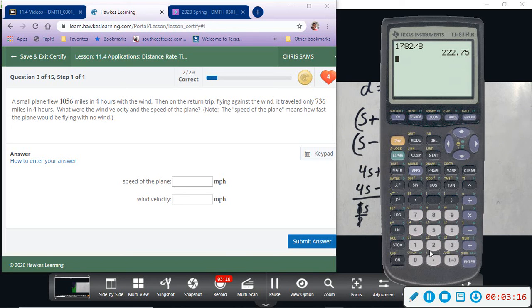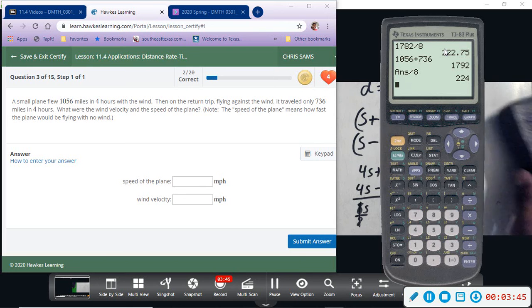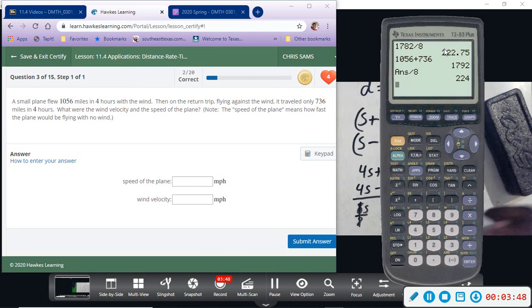Let me double check the math here just to be sure. 1056 plus 736. 792. How did I get 8? Then carry my 1. Okay, so divide by 8. Good thing we're checking. Okay, 224 actually. So I should have gotten, I didn't carry my 1 here. So I should have gotten 792 here. And then when we divide by 8, that gives us 224.